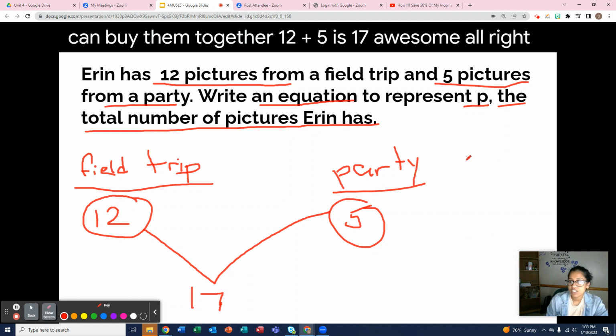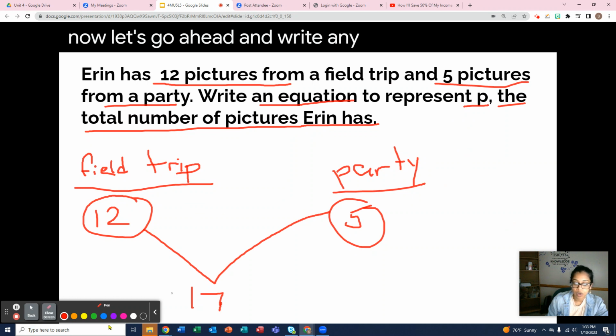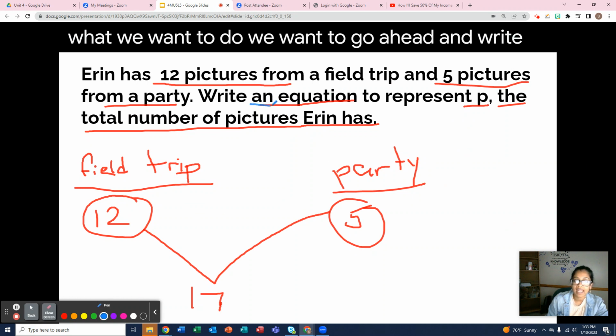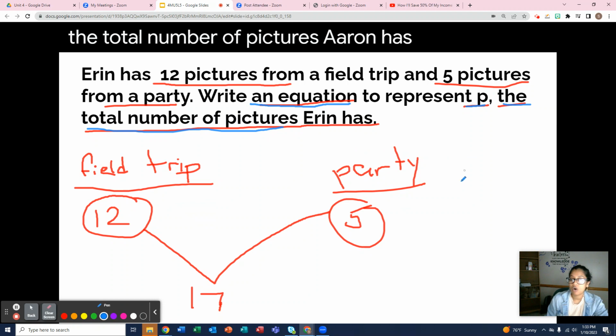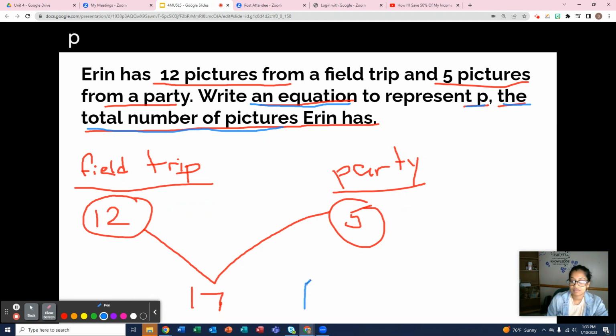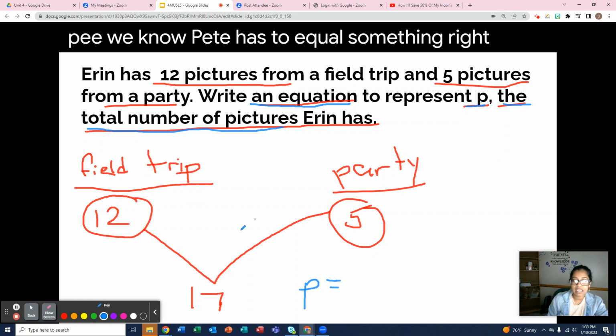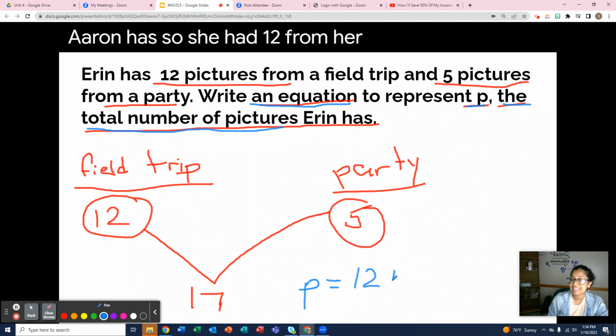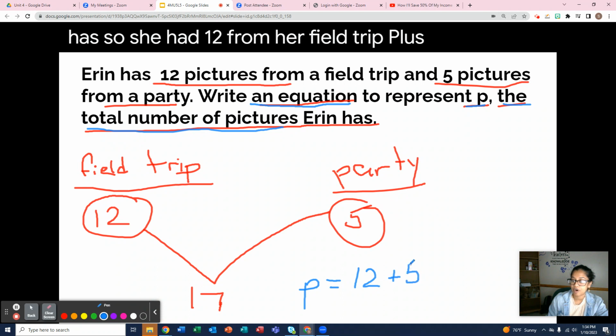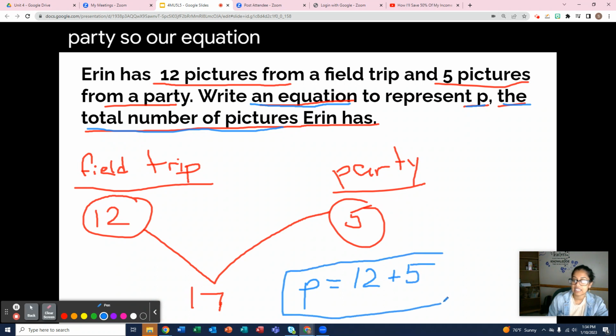Awesome. All right. Now let's go ahead and write an equation because that's what we want to do. We want to write an equation to represent P. And P is going to equal the total number of pictures Aaron has. So if we have P, we know P has to equal something, right? So P has to equal the total number of pictures Aaron has. So she had 12 from her field trip plus 5 from her party. So our equation is P equals 12 plus 5.